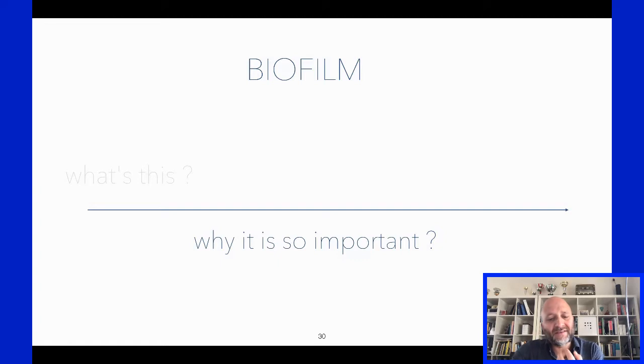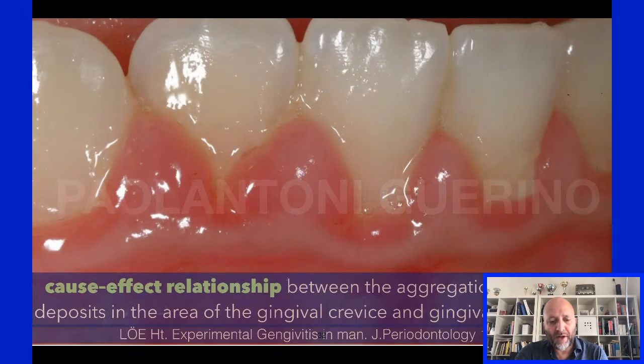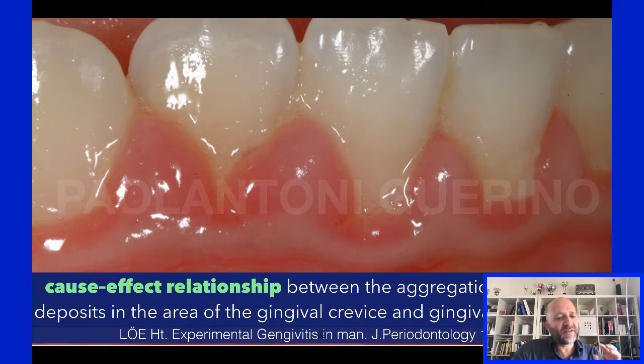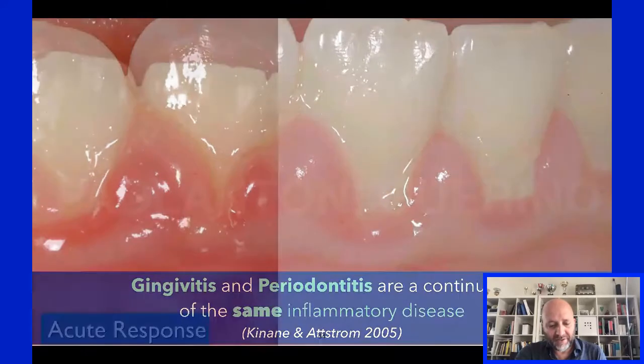Now, why is it so important? Now let's try to understand why it's so important in the etiopathogenetic mechanism of the biofilm. We know that the biofilm is necessary but not sufficient. And we know from a long time ago that there is a cause-effect relationship between the aggregation of bacterial deposit in the area of the gingival crevice, from a paper by Loe in 1965. At the same time, we know that there is a strict connection between gingivitis and periodontitis. It's the same inflammatory disease.